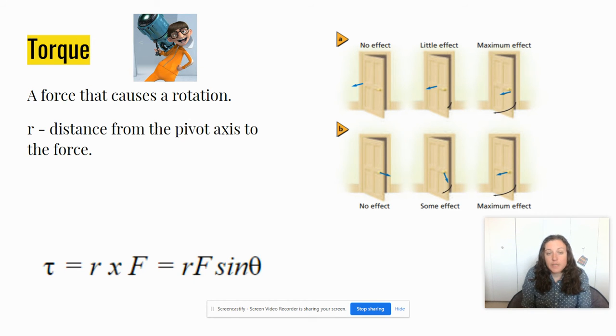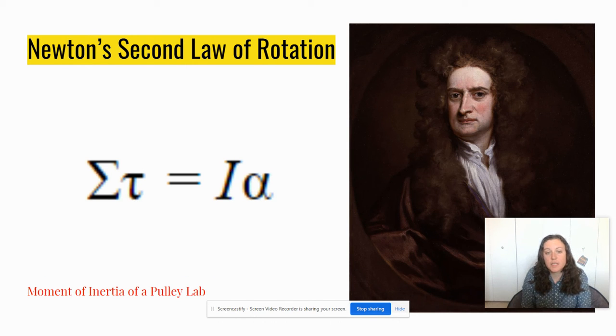Torque is a force that causes a rotation. You get R cross F, so R F sine theta. Remember when I made you guys walk downstairs and open doors? That's what we were talking about. To open a door easiest, you need the biggest R, the biggest F, and your theta needs to be 90 degrees. That's why we push at 90 degrees and don't do it at an angle. Your second law of rotation is the sum of torques equals I alpha. Torque is R F sine theta, I is your moment of inertia, and alpha is your angular acceleration. We did this with the moment of inertia of a pulley, where I made you calculate the I.